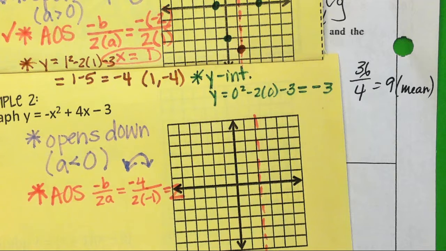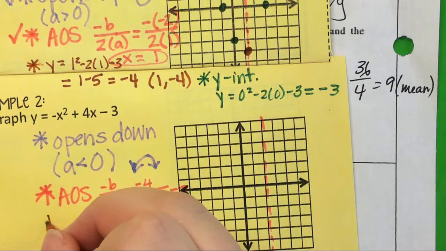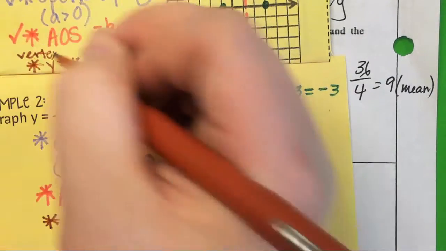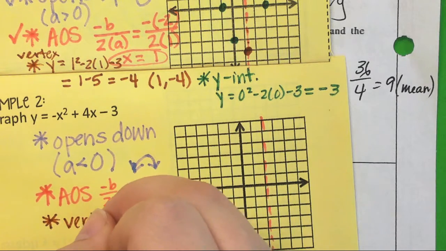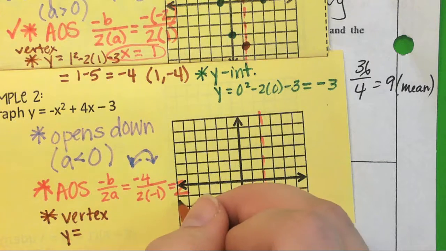I could factor it, but Lord knows I start getting confused when that negative's in front, so I'm going to leave that alone for a few minutes. Since I know that axis of symmetry, I can figure out the vertex. I didn't label that before. So everywhere in my equation that I see an x, I'll put in my 2.